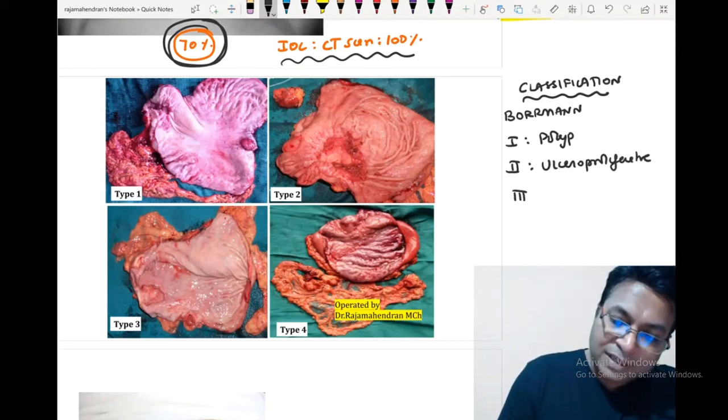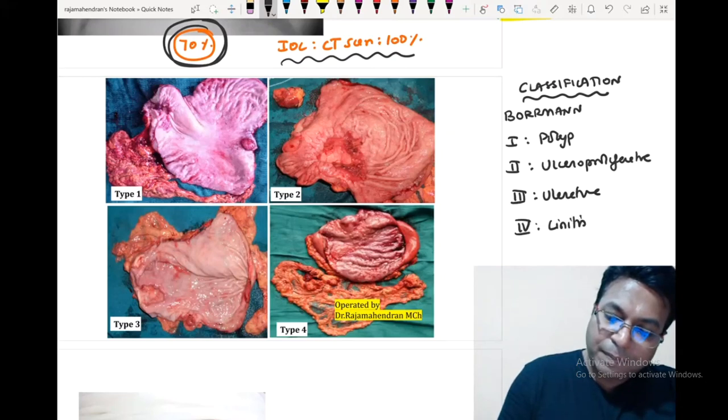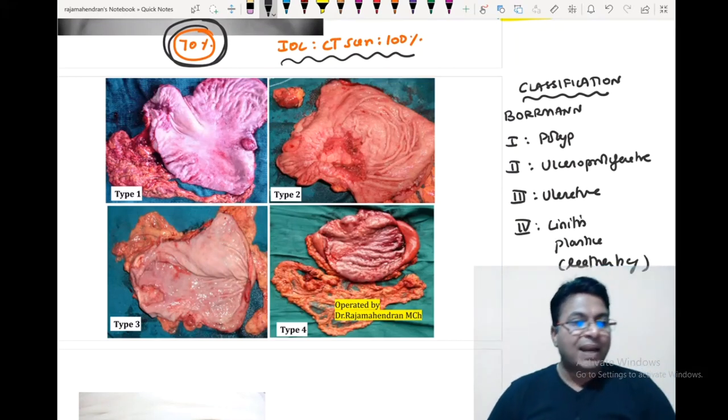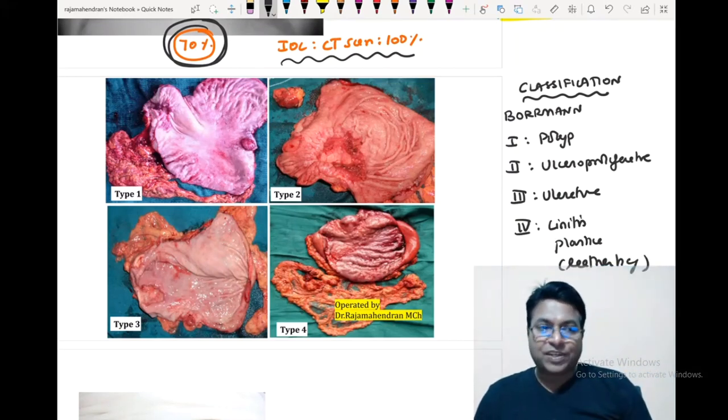3 is ulcerative growth. 4 is linitis plastica. This growth is known as linitis plastica or leather bag like growth. It is leather bag like growth. So this is Borman classification, not Johnson.